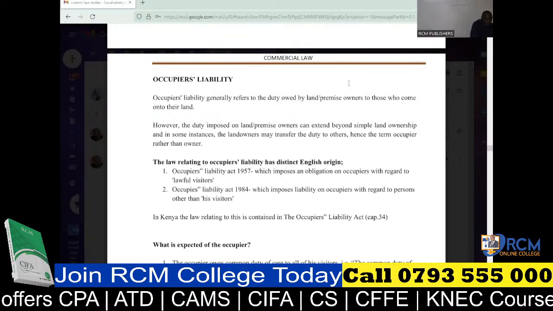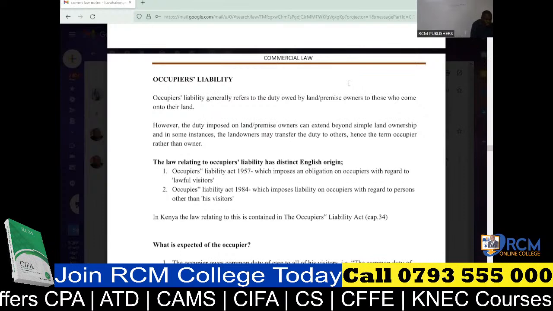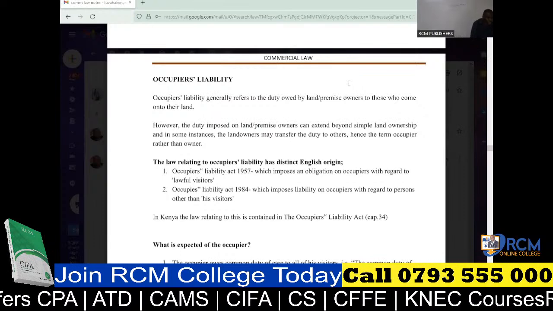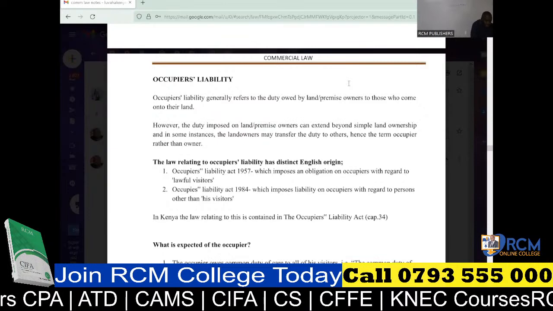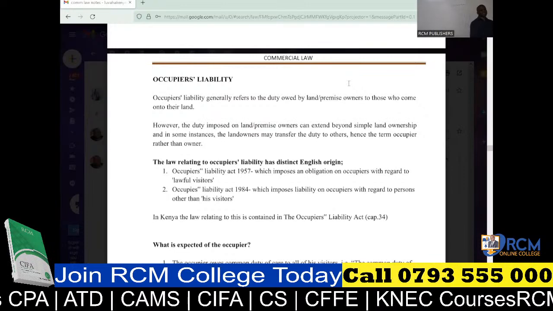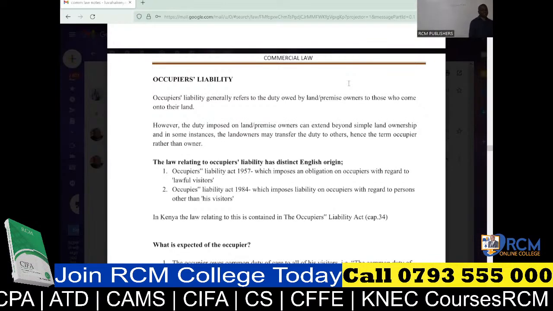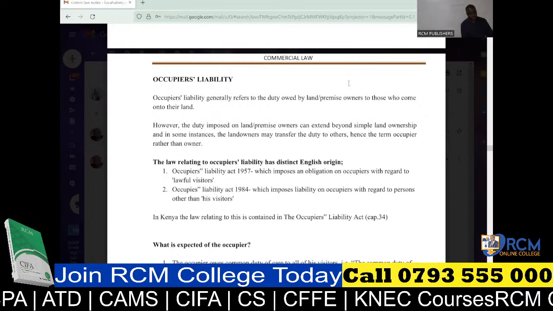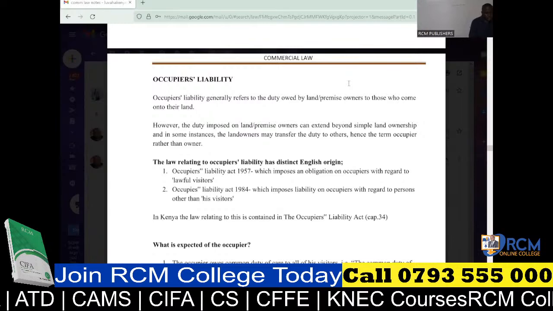However, the duties imposed on land or premise owners can extend beyond simple land ownership. In some instances, the landowners may transfer the duty to others, hence the term occupier rather than owner. So the term occupier is very important because it can arise through possession or ownership, hence occupier's liability.